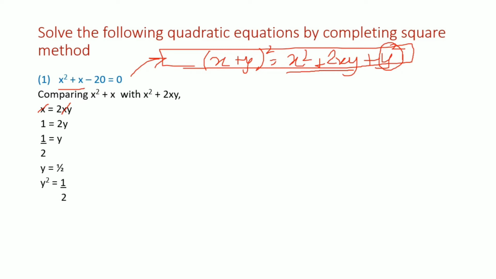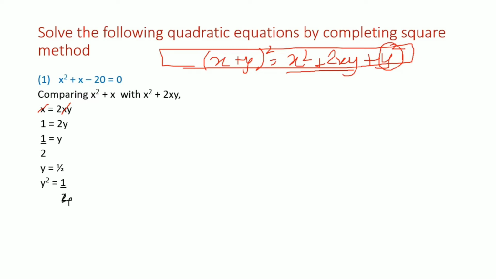Okay, I'm so sorry. This will be 1 upon 4. This is 1 upon 4. Okay. Now after this, we are going to solve this further. Now y square we have got. So now we are going to change this equation into some other form. Just have a look.